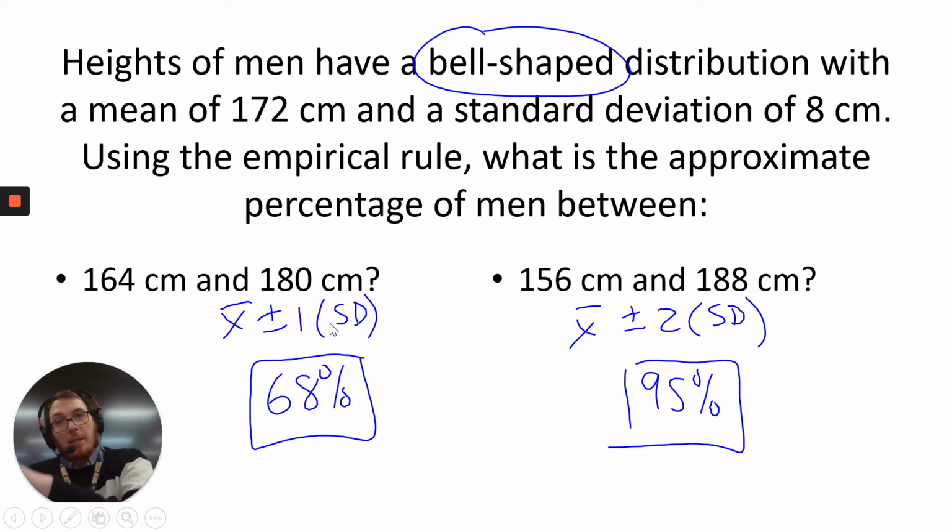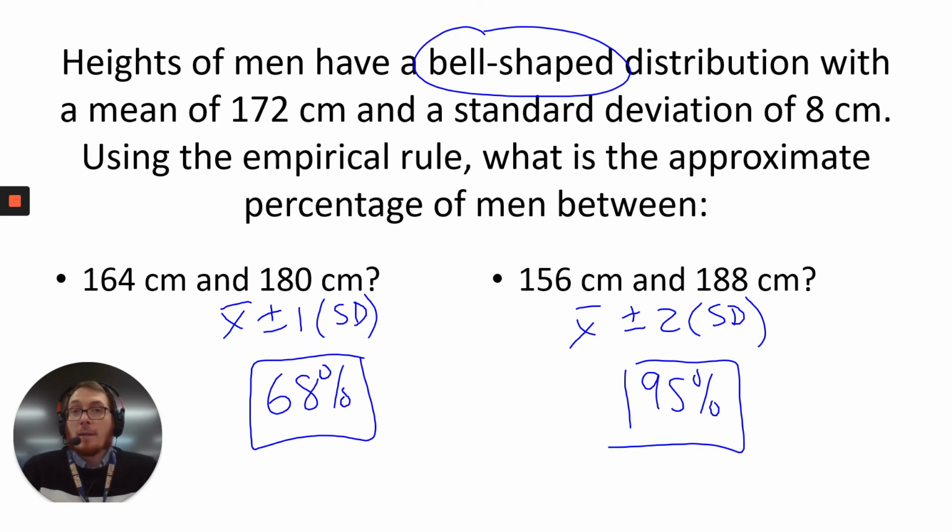If you go back to the bell-shaped curve stuff from the other day, then 68% of the data is within 1 standard deviation. If you add 8 again, 172 plus 8 is 180, plus another 8 is 188. That's 2 standard deviations. If you do x bar plus or minus 2 standard deviations, that would give you 95% as your answer. That comes from the fact that 95% of a bell-shaped curve is within 2 standard deviations.